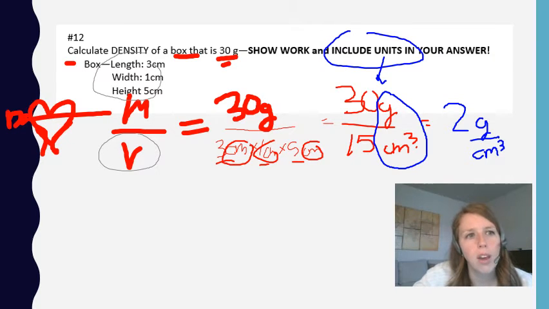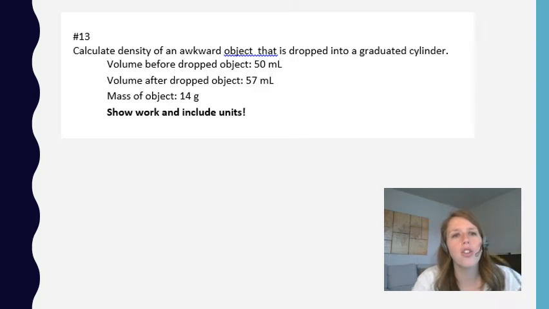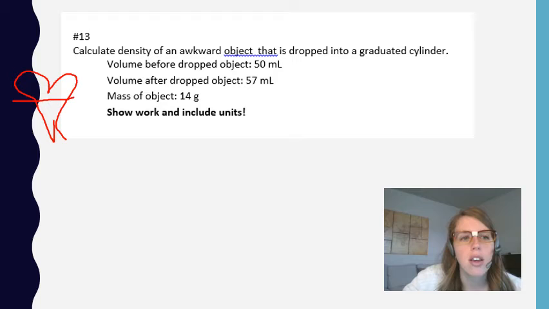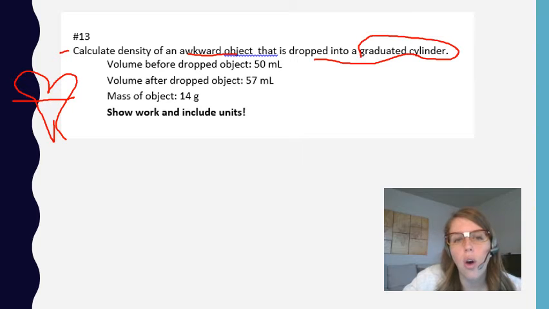Okay, friends, we're back to the awkward object that is dropped into a graduated cylinder. So we are looking for density again. There's a little bit of math involved in what we do this year, so don't forget our formula for density. Always remember the heart, mass divided by volume. So we want to calculate the density of an awkward object, maybe my glasses, that is dropped into a graduated cylinder. So it's that same kind of water displacement method.